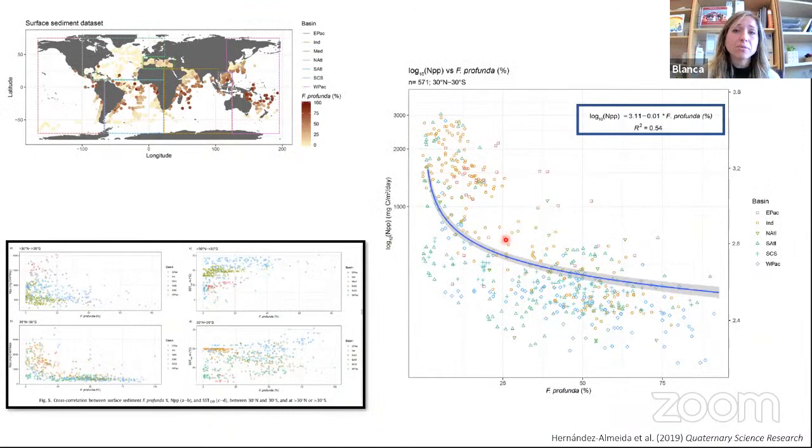Based on these results, we developed a global calibration model between satellite net primary productivity estimates and Florisfera profunda for this latitudinal band only, the one that is comprised between 30 degrees north and 30 degrees south. And here is our calibration model. The blue line represents the logarithmic regression. The R-square is 0.54, and the gray shaded area shows the residual standard error, which is approximately 0.63.